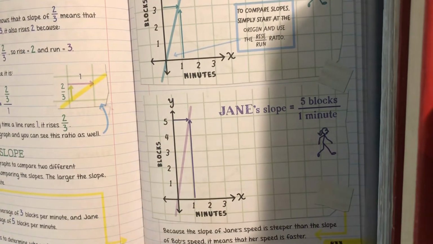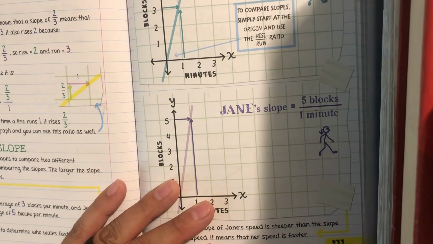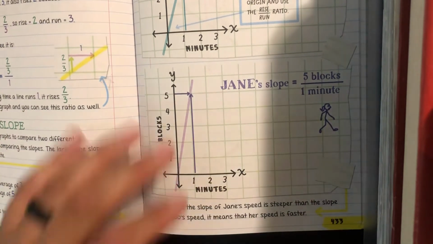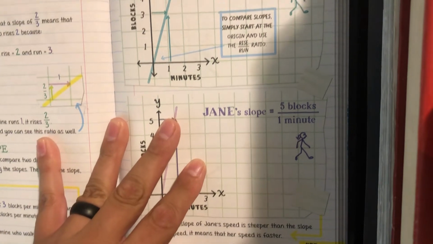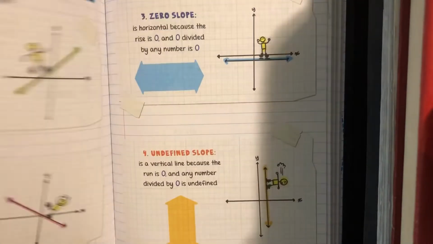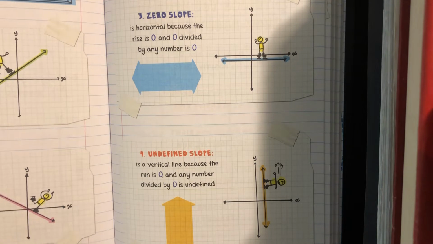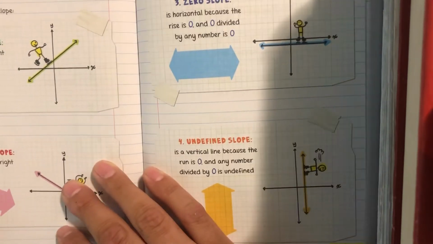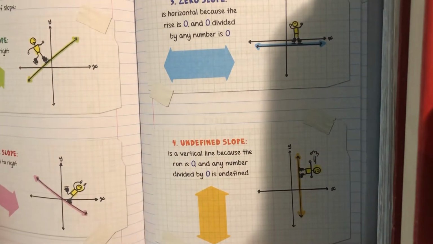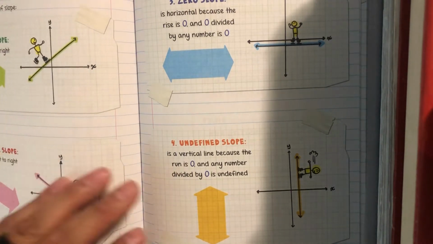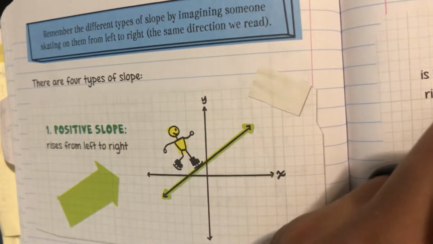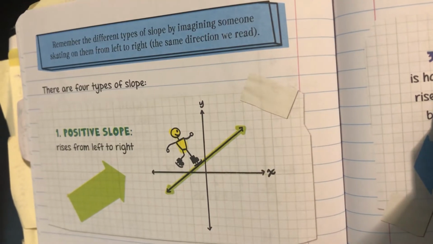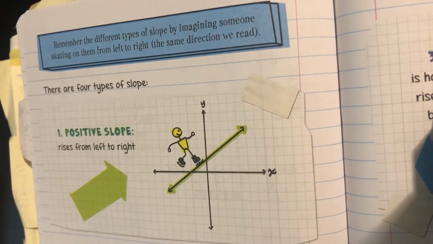Now, there are different types of slope, but we're going to be looking at a few different types of slope within this lesson. So I would like you to turn now to page 434. If you look at 434, you'll notice that we're going to be talking about different types of slope. And there really are 4 different types of slope.